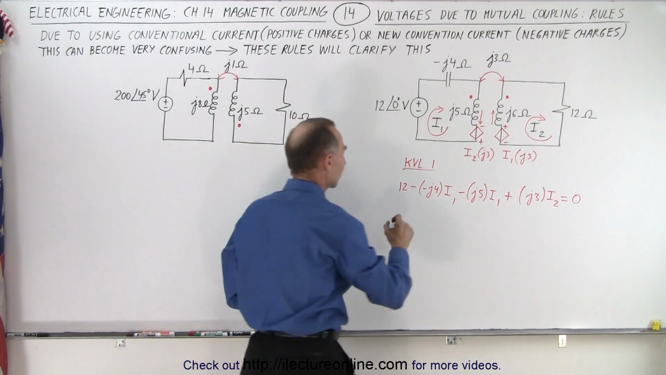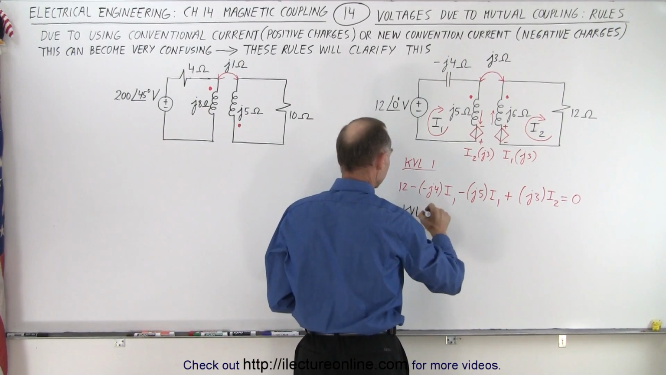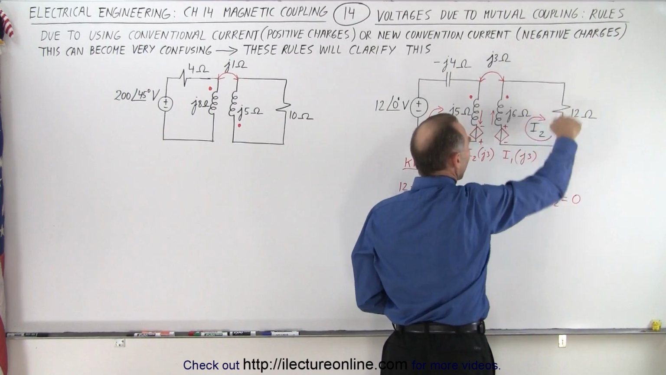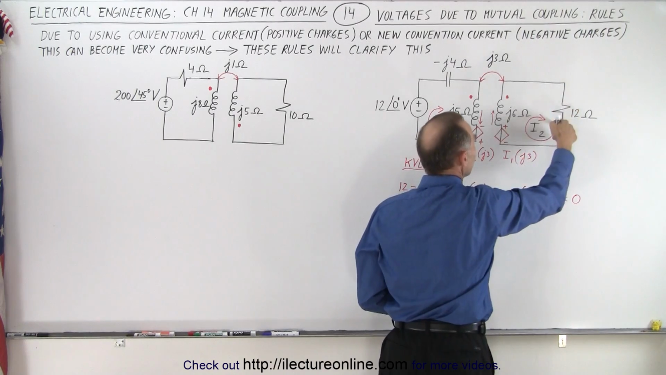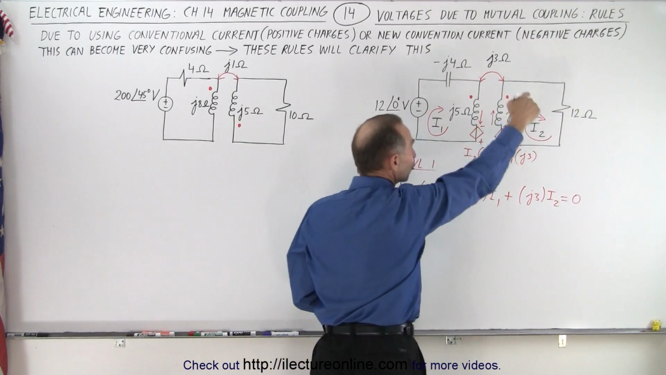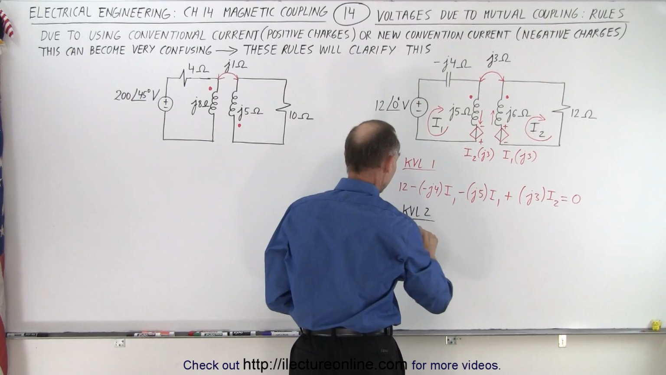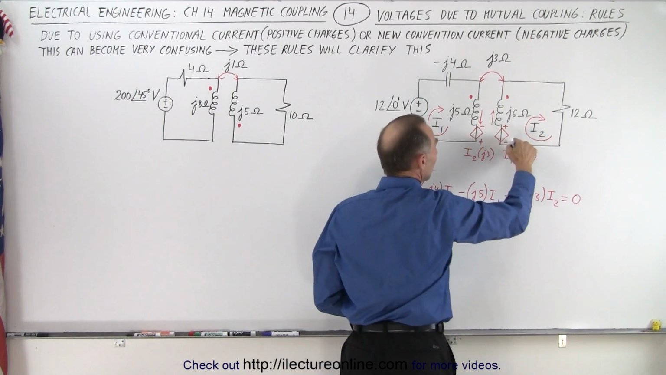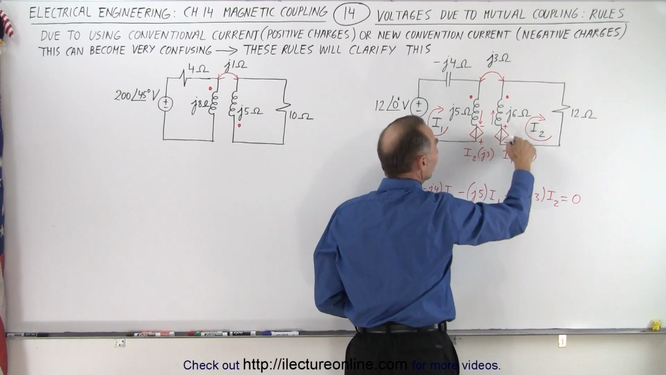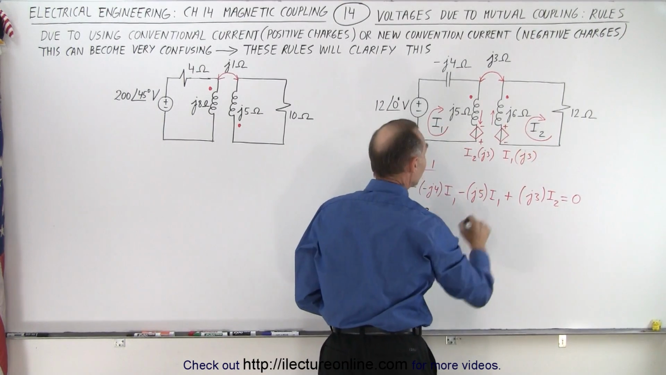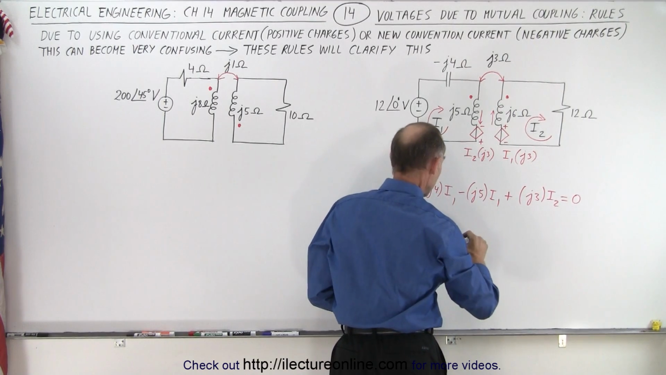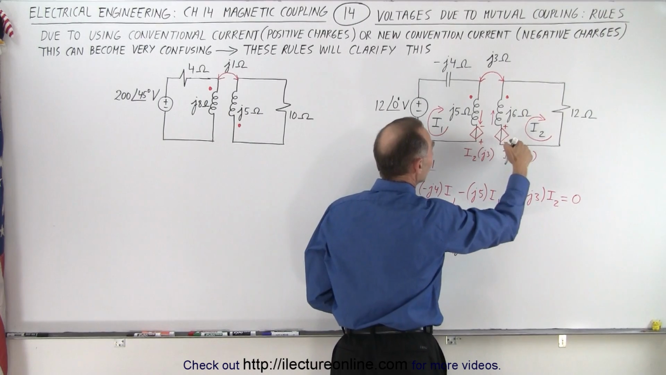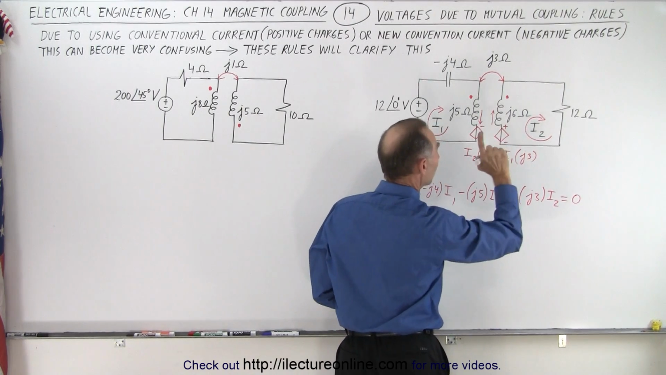Now we're going to do the same for KVL2. Let's start over here. We're going around the loop like this. We go across the resistor, so it's going to be a voltage drop because we're going in the direction of the current. So that's minus 12 times I2. Now we come this way. Notice that we go from negative to positive, so that's a voltage rise. That would be plus the j3, the mutual inductance, times the I. Oh, now be careful here.